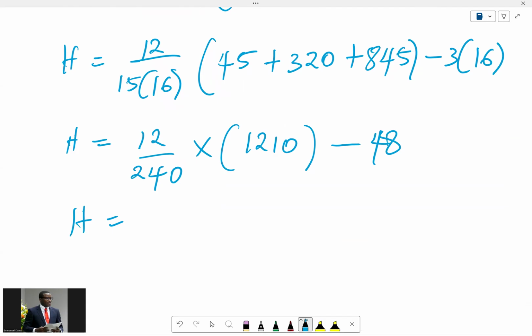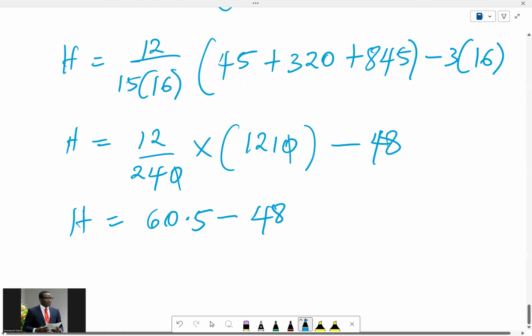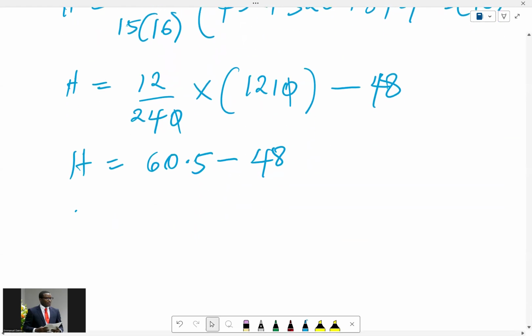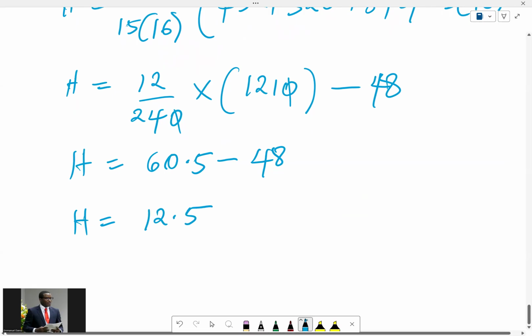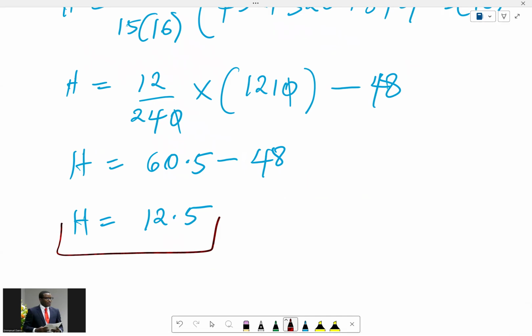Okay. If you cancel 0 with 0, right? So 12 times 1210 divided by 24, I believe that should be 60.5. You can check that to be very sure. If it's not correct, just make sure you write the correct thing. Well, I think that's what this should be. 60.5 minus 48 now is 12.5. So this is our test statistic. H equals 12.5. So the next thing we want to do is to determine the critical value.